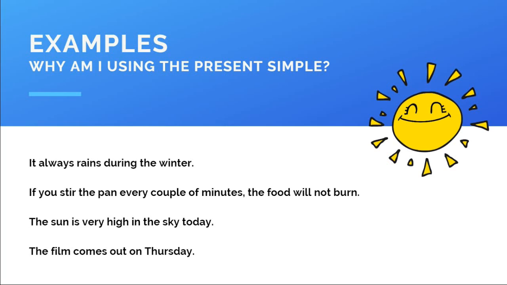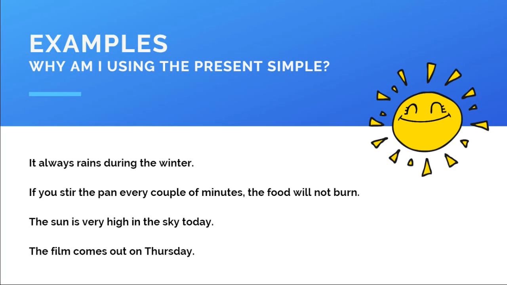Next example. If you stir the pan every couple of minutes, the food will not burn. Why am I using it? It's a fact or a truth. The food won't burn if you stir the pan. It will burn if you don't.